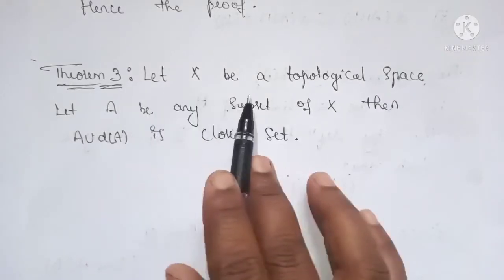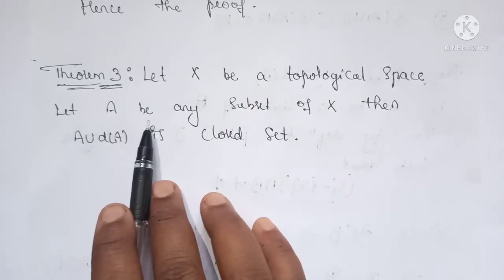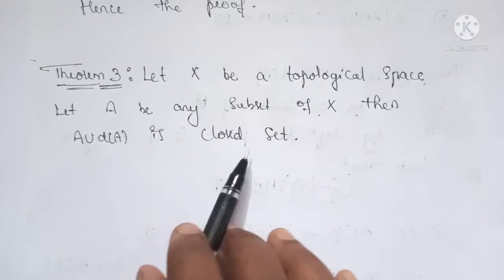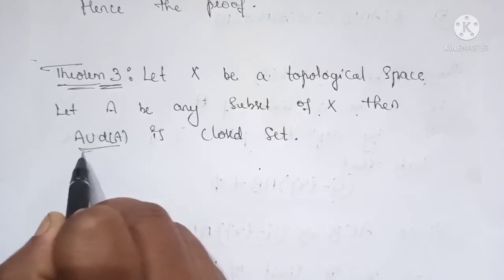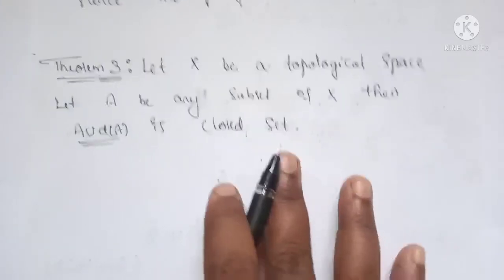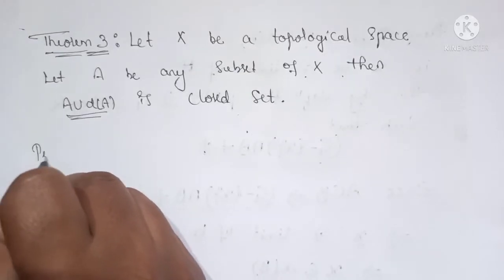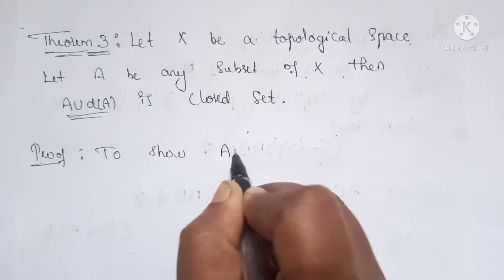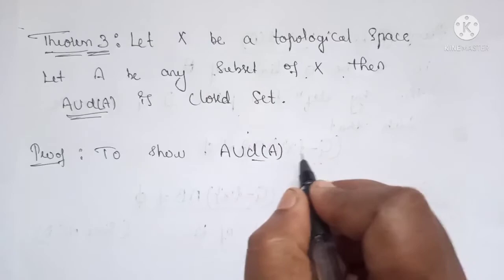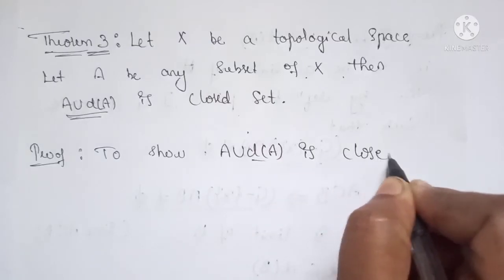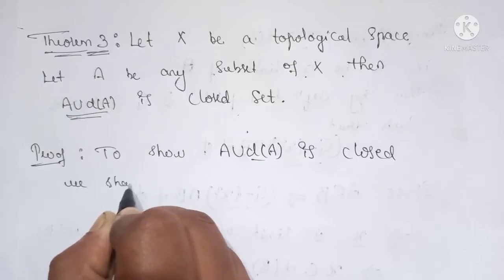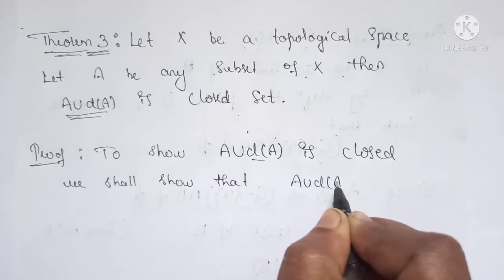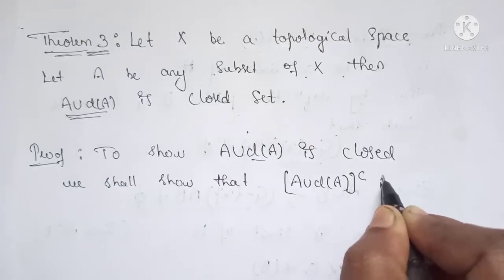Next theorem: let X be a topological space and let A be any subset of X, then A union derived set of A is a closed set. Okay, we have to show that this is closed. For that we have to show that its complement is open. Okay, proof: to show A union D, that is derived set of A, is closed, we shall show that its complement is open.